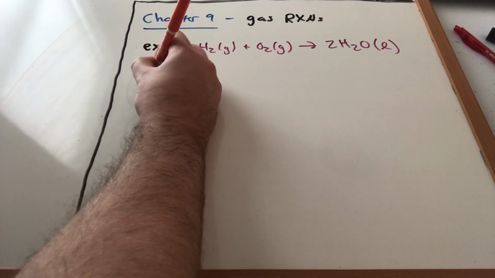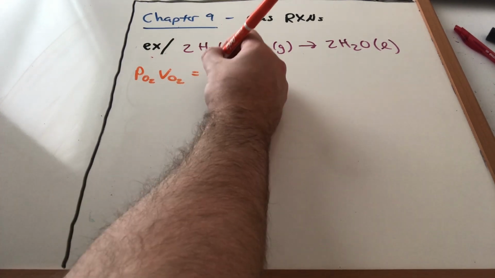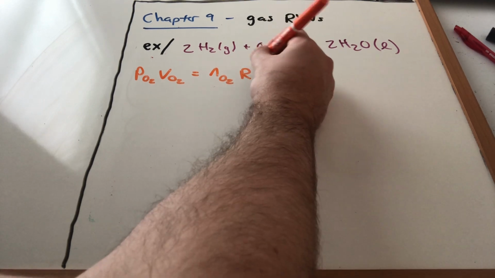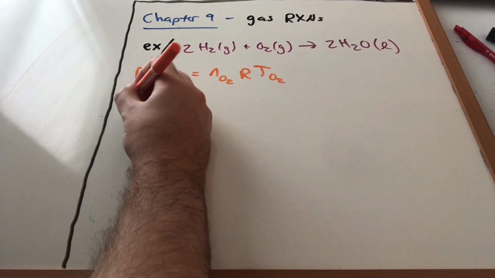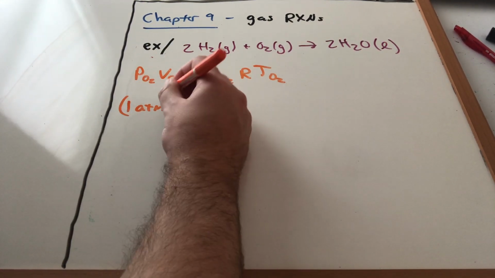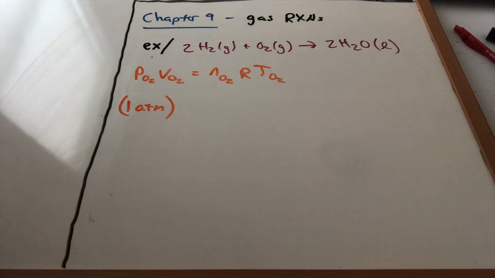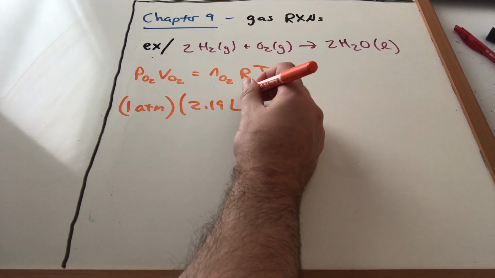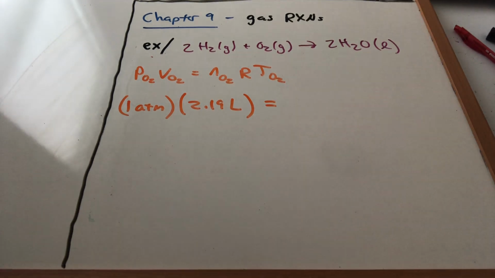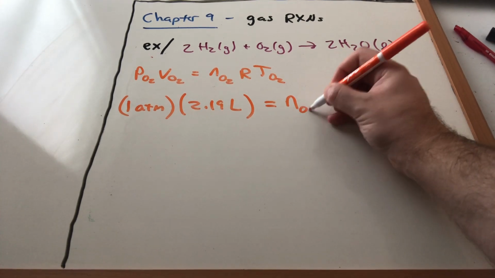So if I have a pressure of oxygen, a volume of oxygen, number of moles of oxygen, and R and T of oxygen, I'm able to get the number of moles of oxygen. Well, we're told standard temperature and pressure. So we know that the pressure of oxygen is 1 atmosphere. And that's a definition, so we know it is just a value. 1 atmosphere is not going to affect the significant figures in our problem. We were told that we had 2.19 liters of oxygen, so we write that in there. The number of moles of oxygen is our unknown.